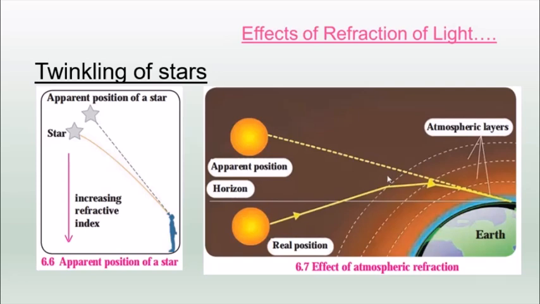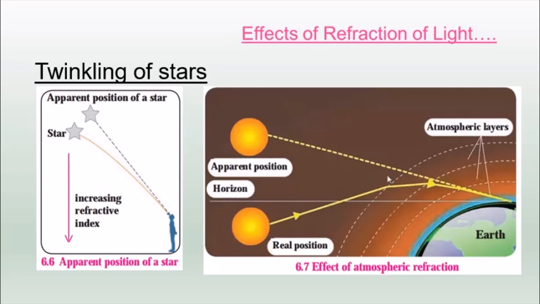So starlight coming towards us, traveling from a rarer medium to a denser medium, will constantly bend towards the normal, and this makes the stars appear to be higher in the sky. The actual position is different, but we feel that it is much higher in the sky.